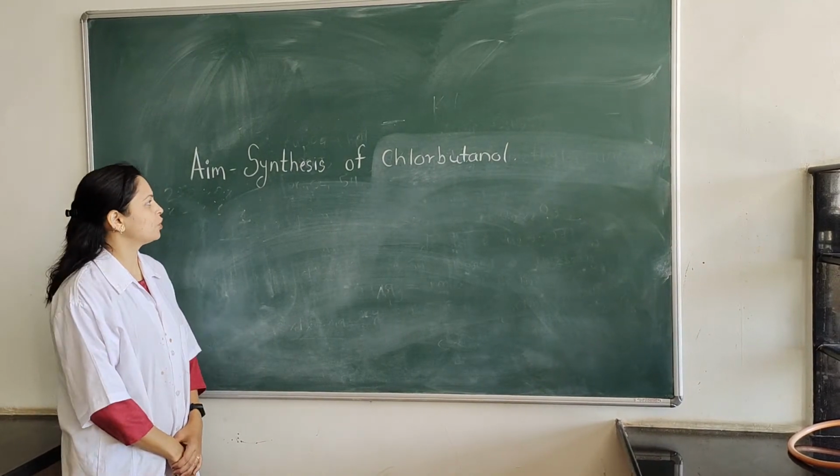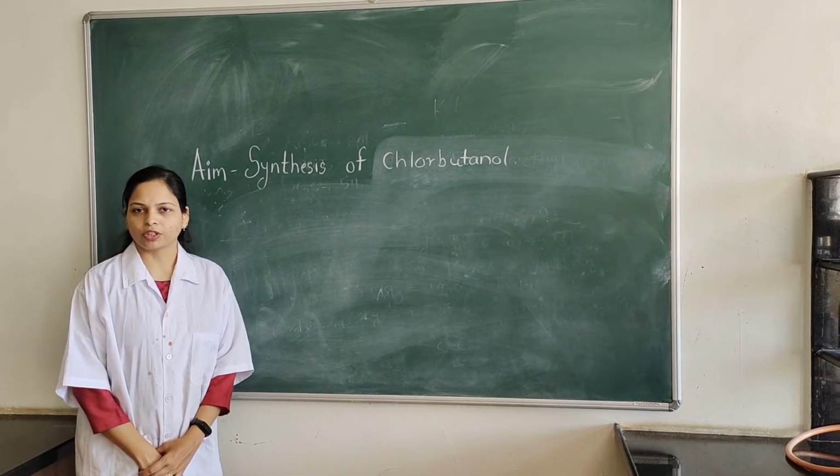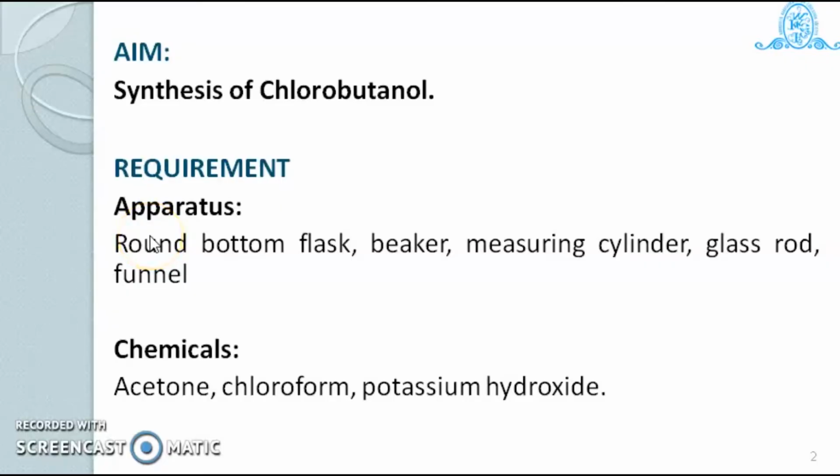Today we are going to perform the synthesis of chlorobutanol. Students, let us see the requirements for today's practical, that is synthesis of chlorobutanol. The apparatus required are round bottom flask, beaker, measuring cylinder, glass rod and funnel.